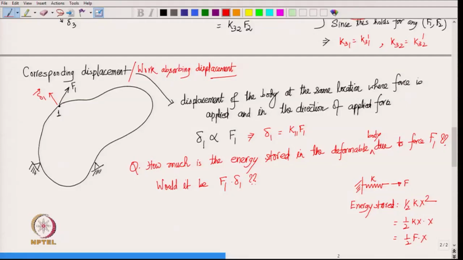So, this is half of force into x. So, you see force and x is the displacement in the direction of force. So, that is the corresponding displacement. So, the energy stored is force into corresponding displacement divided by 2. It is not force into corresponding displacement. What could be the reason for the half?